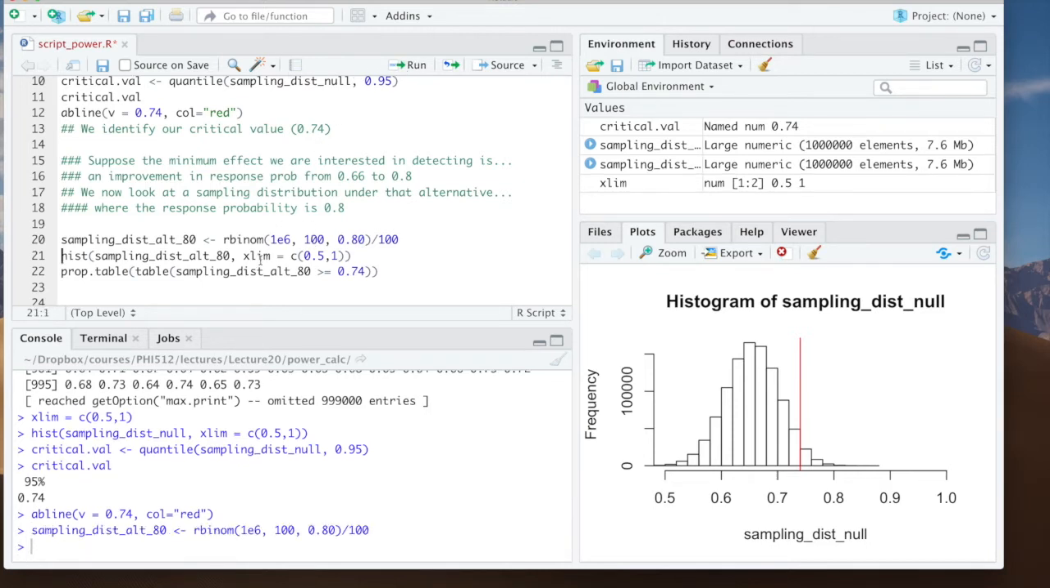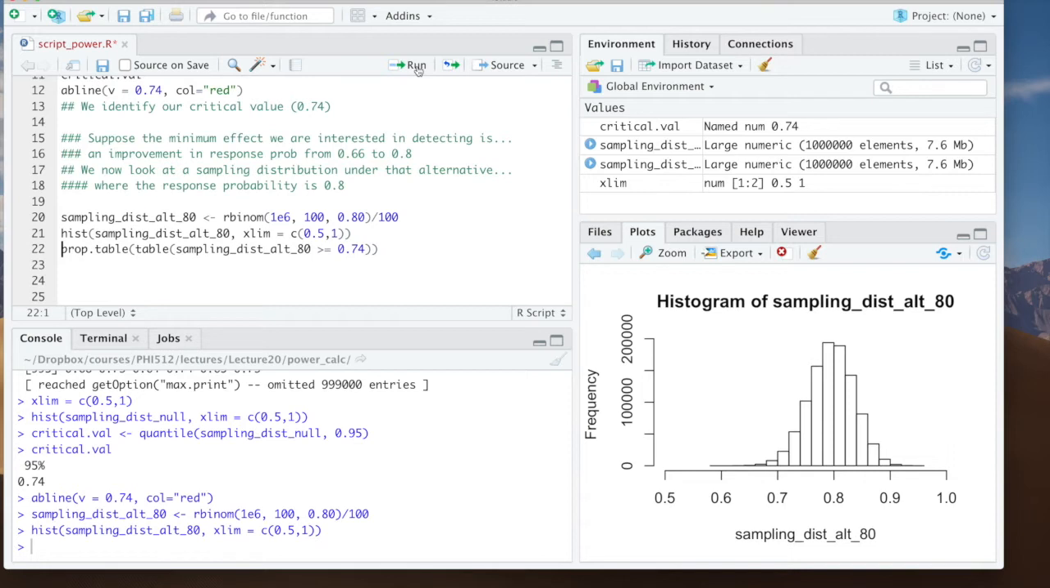And when we do that, we can now look at our histogram associated with that. And we see this histogram is shifted to the right. I have the same x-axis here, right? So on average, we see roughly 80% of patients will respond to treatment in this imagined world, but it could be anywhere between something like 70% and 90%. And just as a reminder, before, we did all this work to identify our critical value of 0.74, and we said our trial is deemed a success if more than 74% of patients respond. Well, in this imagined world, how often will we have more than 74% of patients responding?